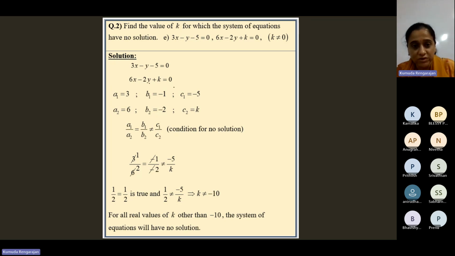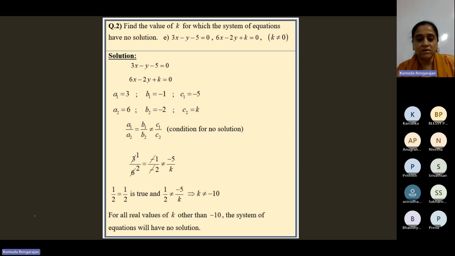Because if you write this equation first and then this equation, then it will be 0 by minus 5. So we'll not go into all that. You ignore that division by 0 is not defined. You can just write for all real values of k. Because if you treat this as the first equation, this one as the second equation, and write C1 by C2, then it will be k by minus 5 only, no? Then it can be 0. Yeah, for that reason only. So this is enough. For all real values of k other than minus 10, the system of equations will have no solution.